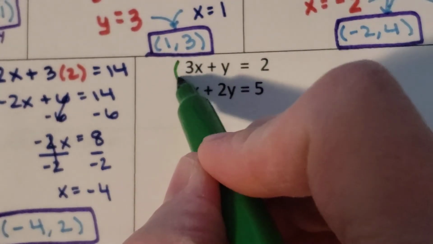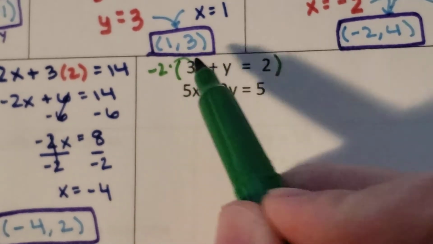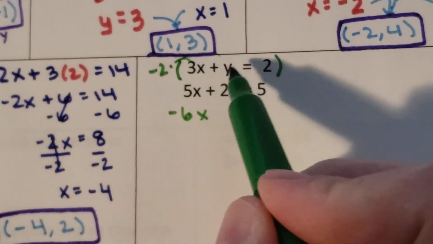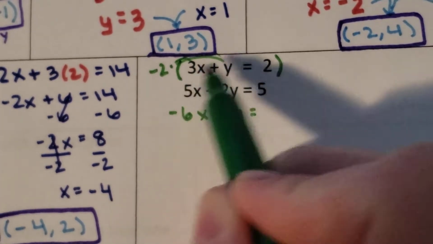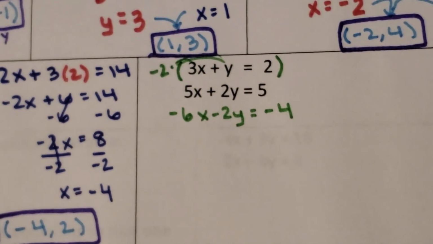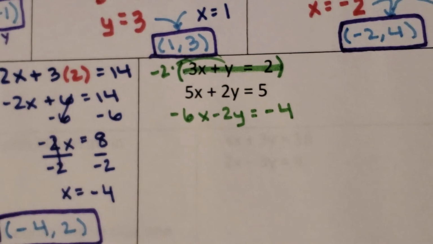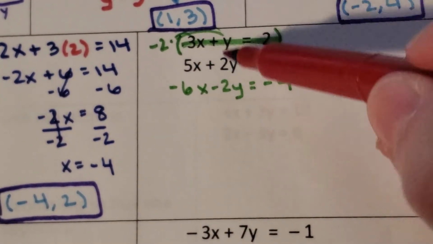So I'm going to multiply this whole top row by negative 2. So negative 2 times 3x is negative 6x. Negative 2 times y is negative 2y. Negative 2 times positive 4 is negative 4. Alright, so I've dealt with that. So now I have a new equation to use. And now I have my opposite variables that will cancel out.